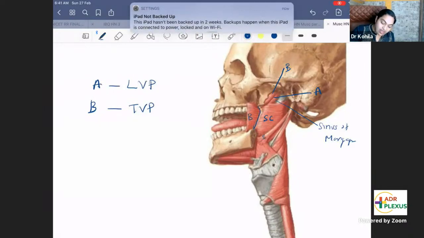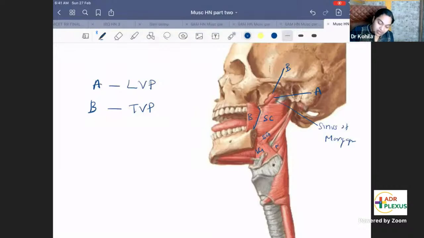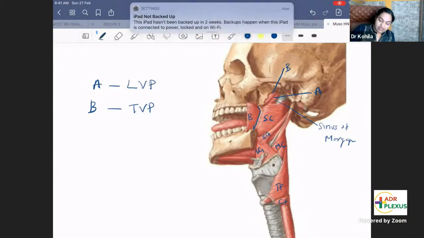Okay, orient. This is superior constrictor, pterygomandibular raphe, buccinator. This will be styloglossus. Okay, hyoglossus, chondroglossus. This is your middle constrictor. This is your thyropharyngeus part of inferior constrictor, cricopharyngeus part of inferior constrictor.